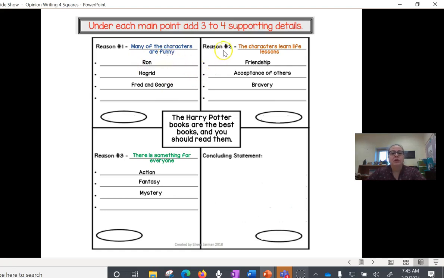In box 2, my reason 2 was that the characters learn life lessons. Under that, I have included 3 details of examples of life lessons. They learn friendship, they learn acceptance of others, and then they learn bravery. And then in my 3rd box, my reason was that there was something for everyone. The different things that would appeal to these readers are action, fantasy, and mystery.